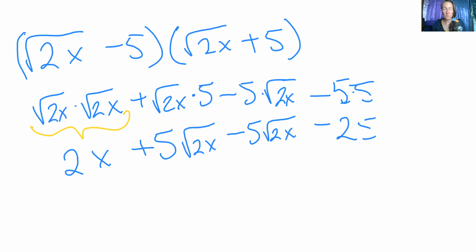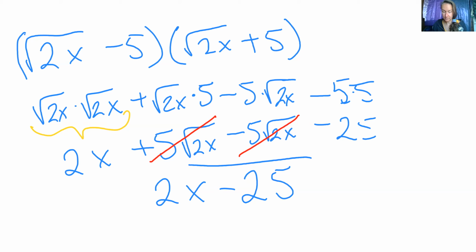So can we combine any of these terms? Are they like terms? And in fact, they are. We've got a 5 root 2x and a negative 5 root 2x. So this root 2x is the same. We've got 5 of them, and then we're going to subtract 5 of them. So these two terms actually cancel out. We've got a positive and negative of identical terms. And so we're just left with the 2x minus 25. And that is completely simplified.